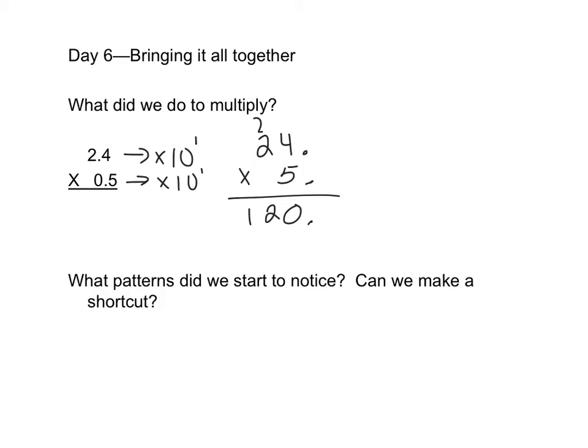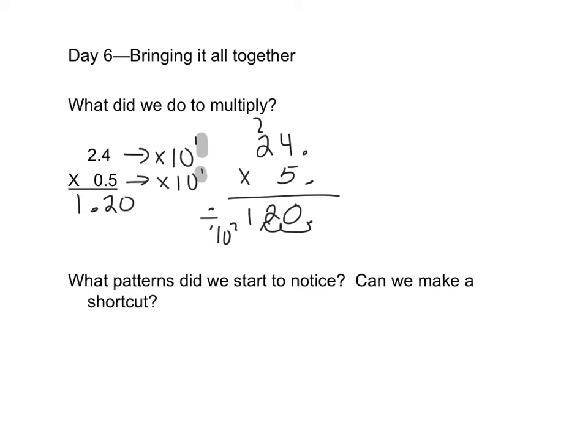Since we had a total of 10 to the first and 10 to the first, giving us 10 to the second, I can divide by 10 to the second, which means I move my decimal point back 2 spots, which is going to give me 1 20/100 or 1 2/10.